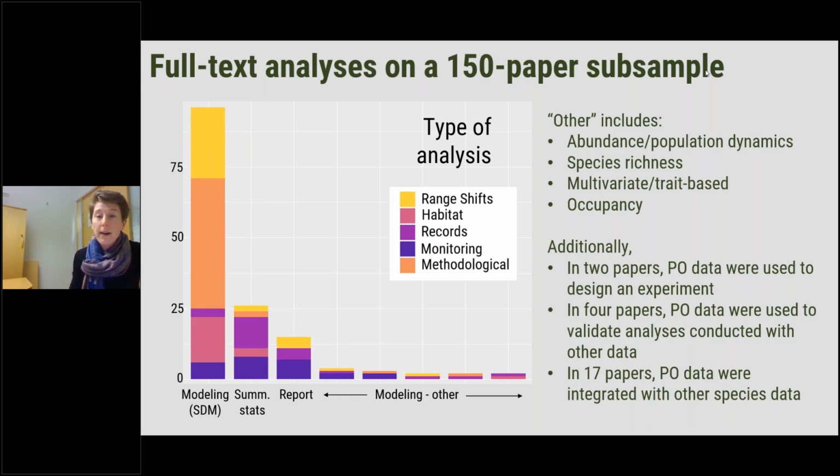There were some additional creative uses of the unstructured data as well. In two papers, unstructured or presence-only data were used to design an experiment, just to lay the groundwork and decide how the experiment that would collect more unstructured or more structured data should proceed. In 4 papers, this unstructured data was used to validate analyses that were conducted with more structured data. And in 17 papers, unstructured data were integrated with other types of species data.